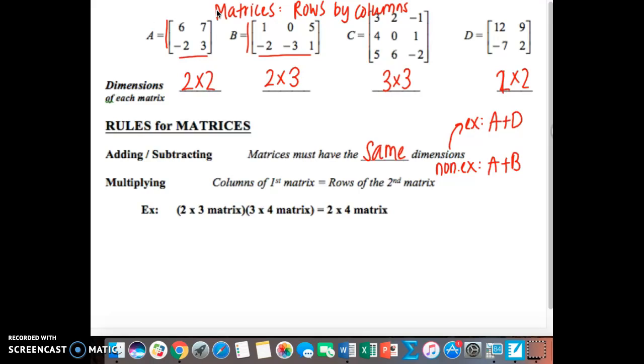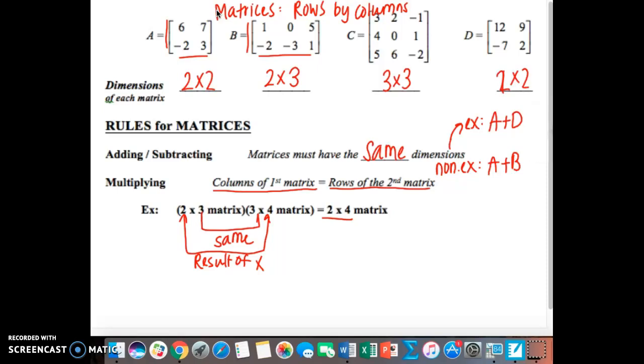For multiplying, the columns of the first matrix must equal the rows of the second matrix. So for example, if we have a 2 by 3 matrix, we're trying to multiply that by a 3 by 4 matrix. Since those two inside numbers, the 3 and 3, are the same, we are able to multiply them. The result will be the two numbers on the outside, so the 2 by 4, which is how we get the 2 by 4 matrix. So this will be the result of X.